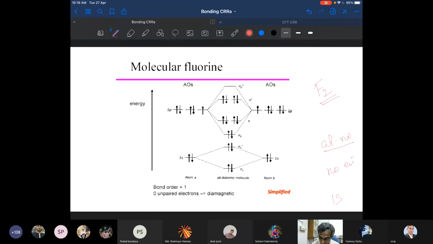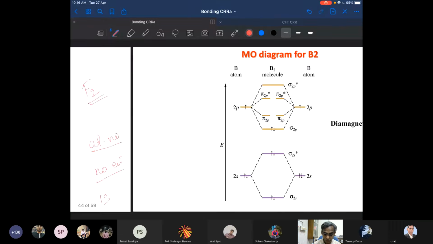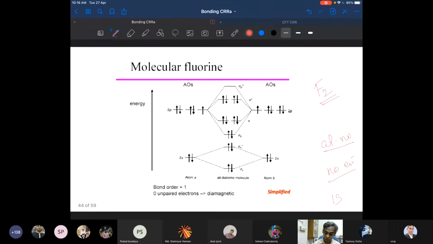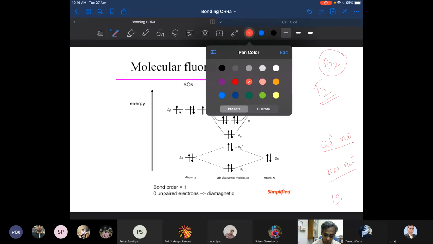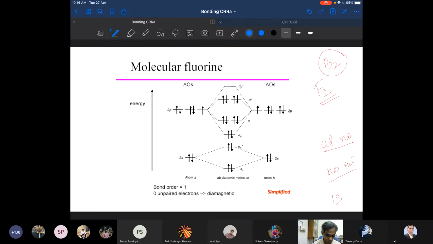What do you need? You know the atomic number, find out the number of electrons, and then start filling the electrons from the 1s MO. What do you need to follow? The Aufbau principle, the Pauli exclusion principle, and the fundamental principles. Right? Now let me ask you. I'm giving you a molecule, B2. What is the atomic number for boron?